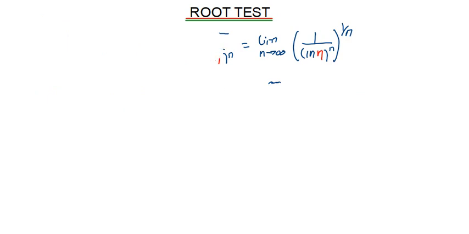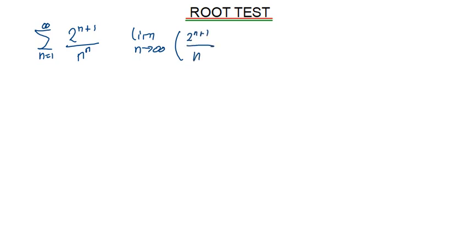So let's try to look at another example. Let's say you have a series from n equals 1 to infinity. Then it's also a rational expression. Let's say 2 raised to the n plus 1 divided by n to the power n. Okay, so I'm going to say the limit as n approaches infinity. I'm just going to write this as 2 to the n plus 1 divided by n to the n, raised to the power 1 over n there.